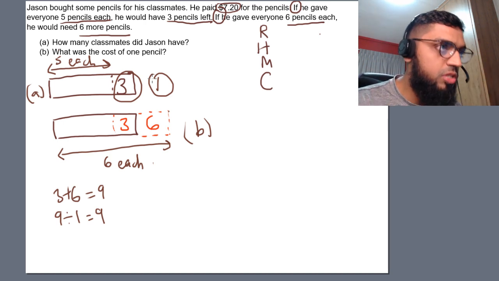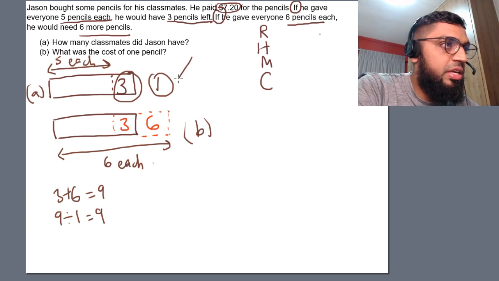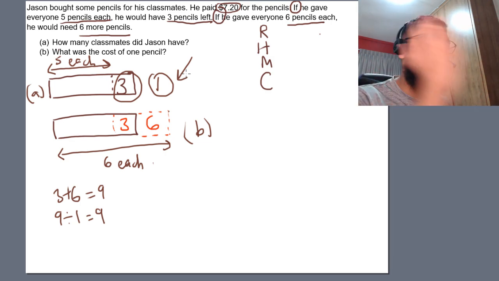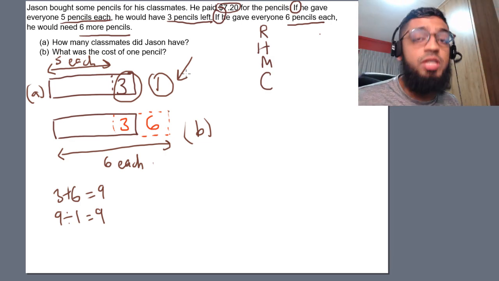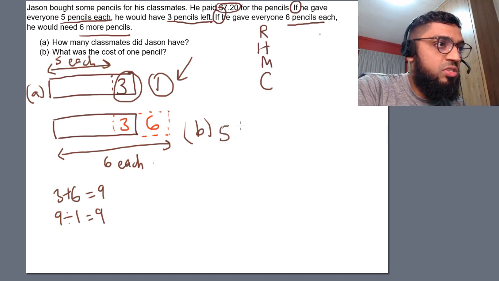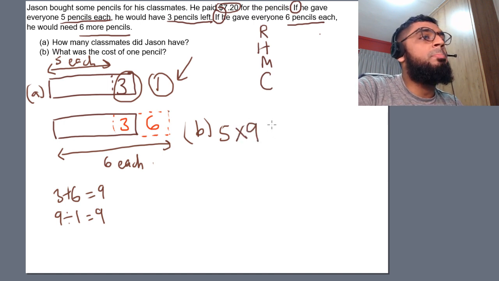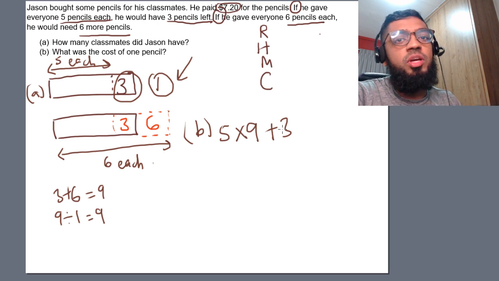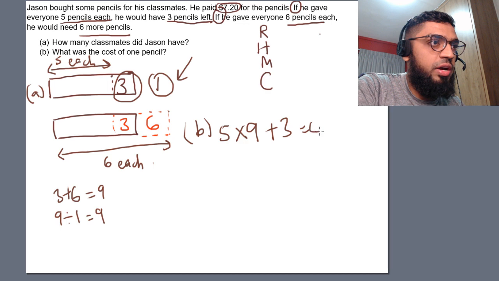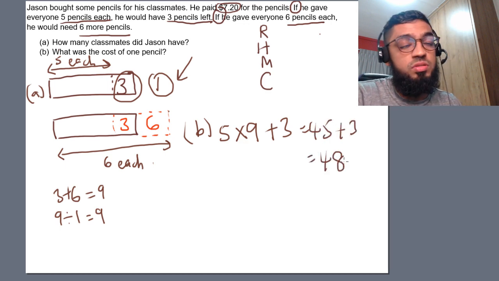Alright, so let's say we look at the first model right here, whereby he gives 5 each to each of his 9 friends. If he gives 5 each to each of his 9 friends, he would have 3 pencils left. So the friends got 5 each, so 5 multiplied by 9 of them, add 3. Why add 3? Because he's left with another 3 more pencils. So in actual, he has 45 plus 3 pencils, which is 48 pencils in total.